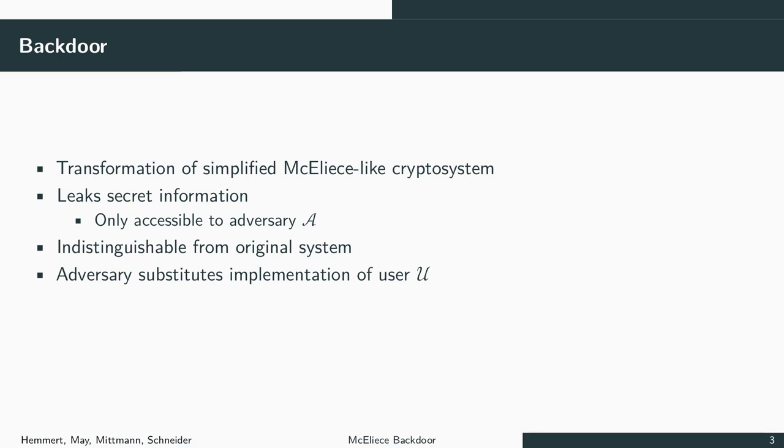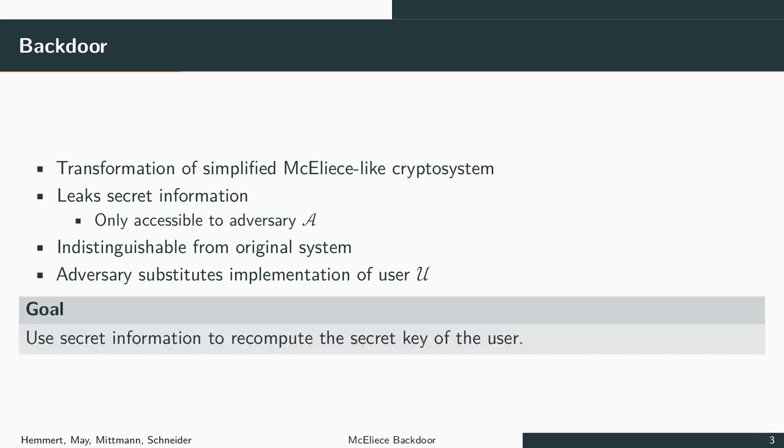For an adversary to make use out of this, they must be able to provide this modification to the intended legitimate user. For example, the adversary could be active along the supply chain of cryptographic hardware and substitute the implementation there. The cryptographic backdoor that we are going to construct gives the adversary the exclusive ability to recompute the secret key of the legitimate user from its matching public key.